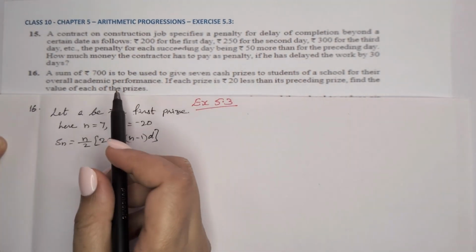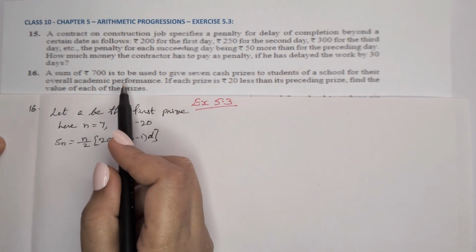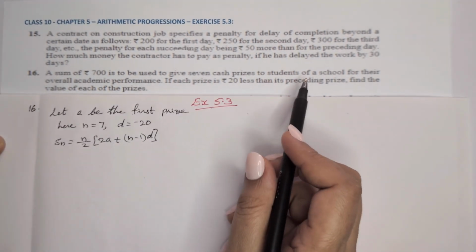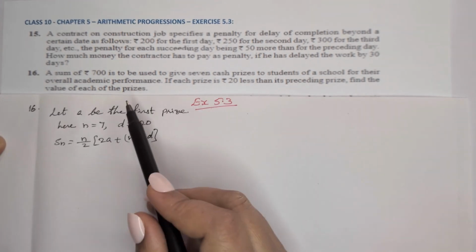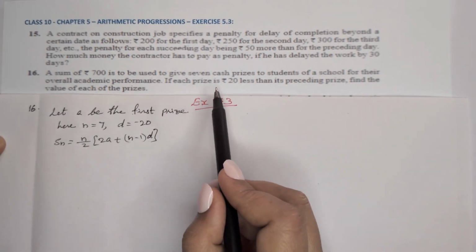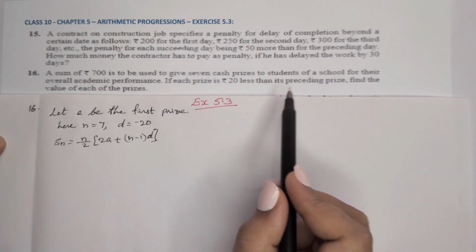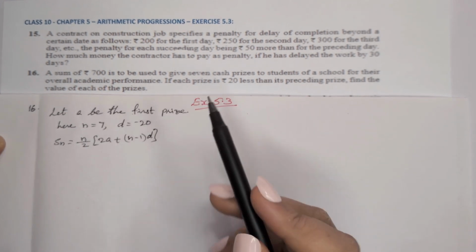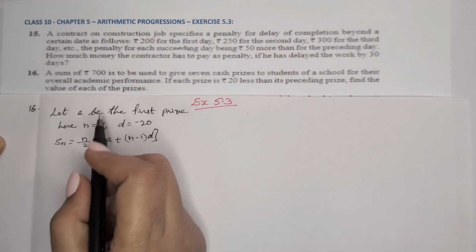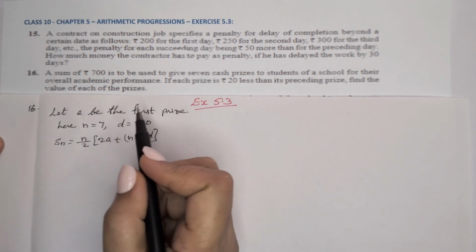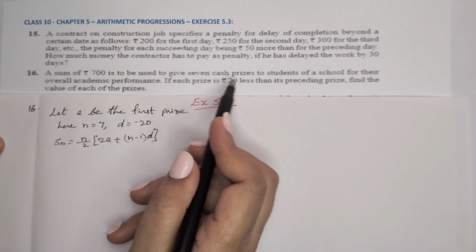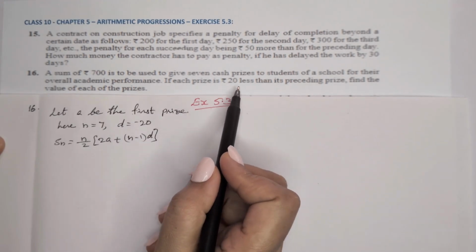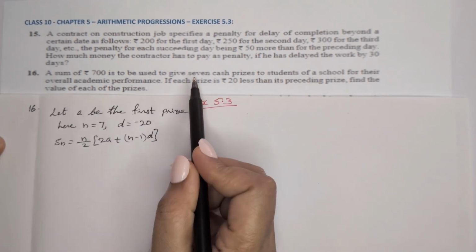Question number 16. A sum of 700 rupees is to be used to give 7 cash prizes to students of a school for their overall academic performance. If each prize is rupees 20 less than its preceding prize, find the value of each of these prizes. So we can take the first prize as a, and 7 prizes are given. So that means n is equal to 7.